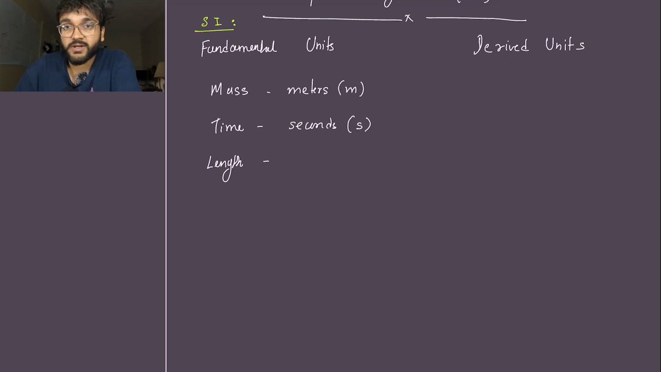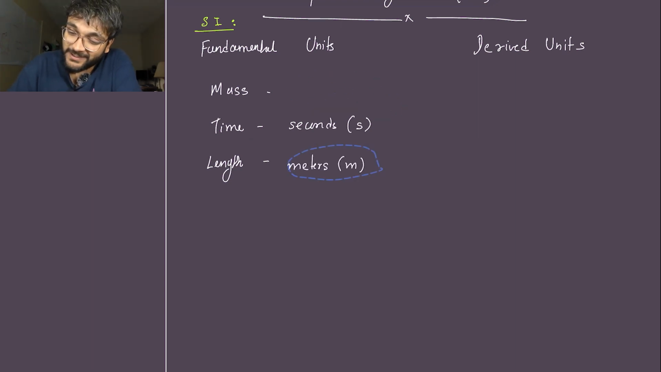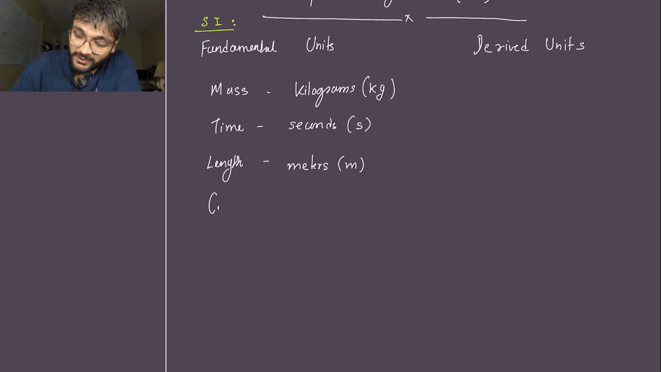If you want to measure length of something in the international system, you give it in terms of, oh, okay, meters definitely for length and not for mass. Mass is kilograms or kg, and current is in amperes.